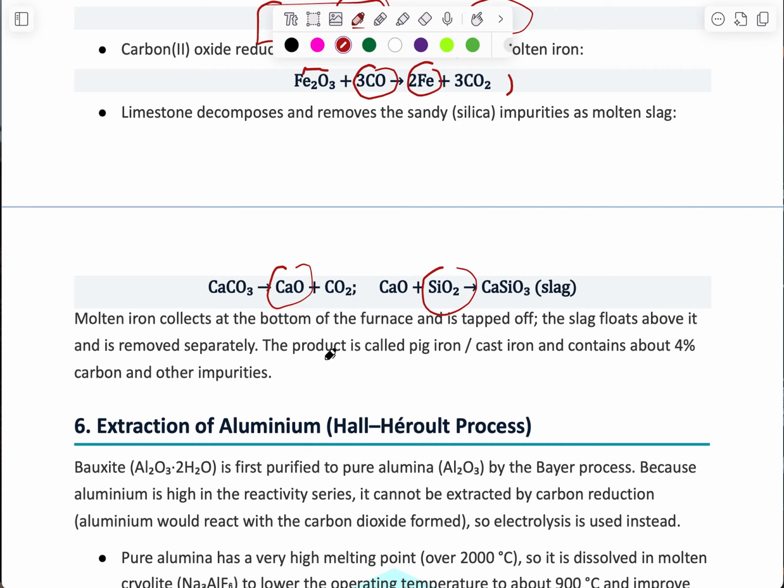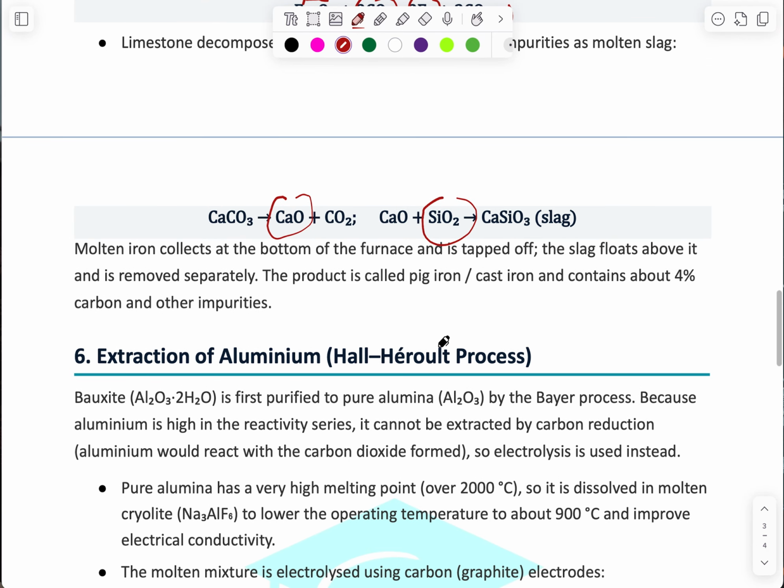So molten iron collects at the bottom of the furnace and is tapped off. The slag floats above it and is removed separately. The product is called pig iron, cast iron, and contains about 4% carbon and other impurities. But at least it's pure enough.